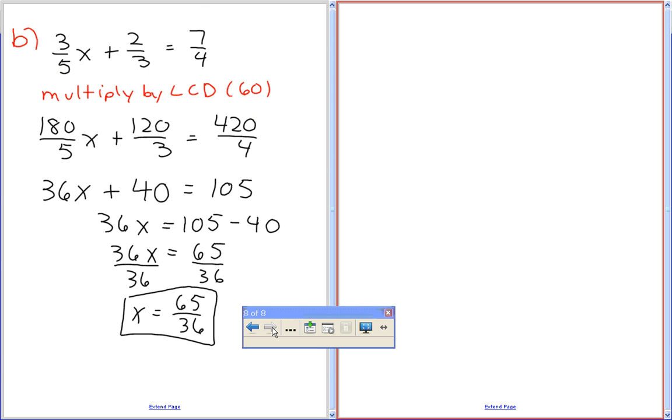Let's do one more here, okay? Again, practice makes perfect for this stuff. Okay? Number 8. 5 over 4, 4 over 7x plus 5 over 6 equals 2/3 x minus 1/2. This question is awesome.